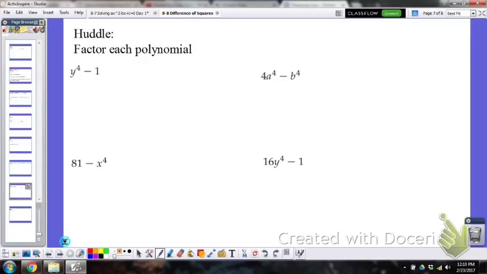So you have another huddle here. I want you to factor all of these completely. These are all examples where you're going to have to use the difference of squares technique more than once. So go ahead, pause the video. When you're ready for the solutions, go ahead and unpause the video.